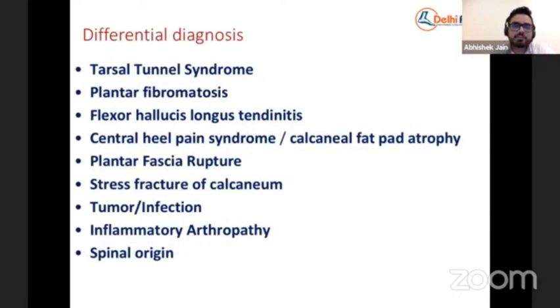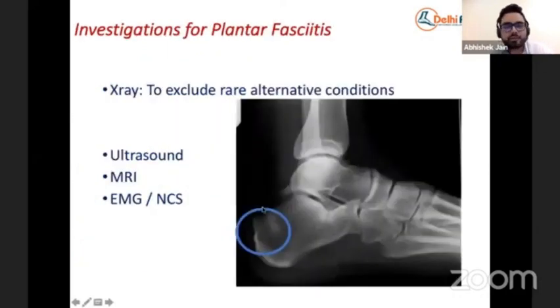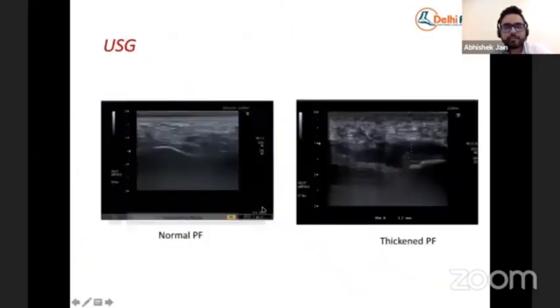The differential diagnosis for plantar heel pain is tarsal tunnel syndrome, plantar fibromatosis, flexor hallucis longus tendinitis, central heel pain syndrome, plantar fascia rupture, stress fracture of calcaneum, tumor, infection, inflammatory arthropathy, and pain coming from spinal origin. I'll skip these.